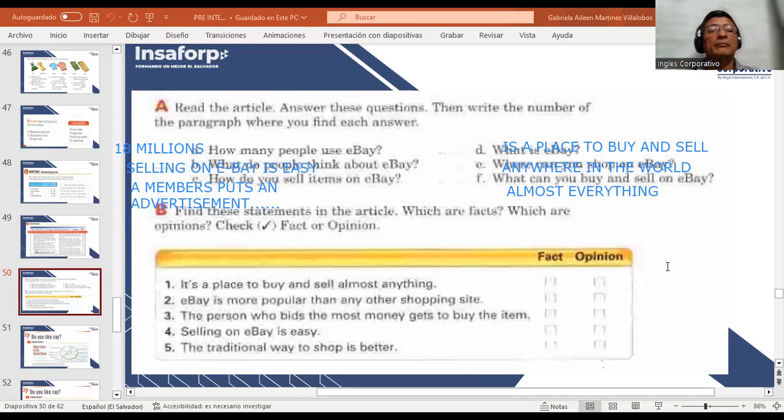What's the meaning of bid? Offer money. You can offer $10, I offer $20, the other bids $30, another bids $35. Yeah, like that. It's like an auction. How do you say that in Spanish? I don't remember. The traditional way to shop is better? Opinion.